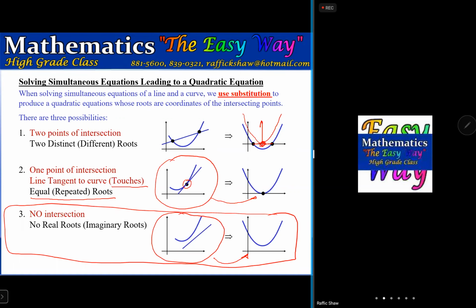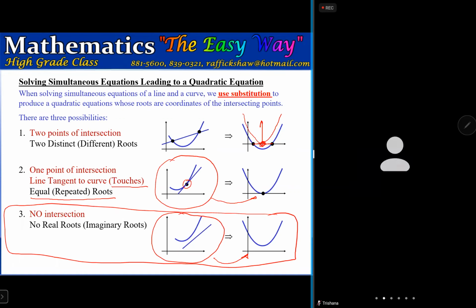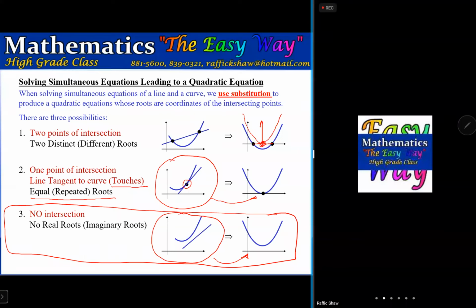If you solve the equation for a line and a curve simultaneously, and you're getting only one root or equal roots, that means there's only one point of contact. The line touches the curve at one point, meaning the line is a tangent to the curve. This is something that you need to remember. So the possibility exists that you can get either 1 or 2 roots. You won't get the third case in your syllabus, because you're not able to deal with imaginary roots.